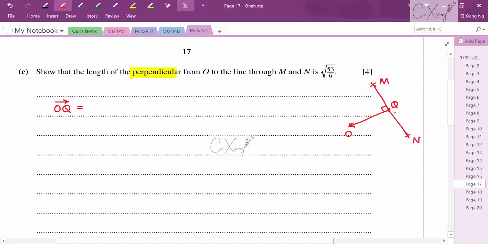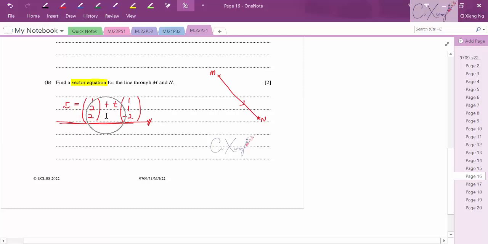Since Q lies on the line MN, the position vector for Q will be given by the vector equation for the line MN. For the line MN just now, I used the variable t. To differentiate, since this is a specific point on the line, I'm using lambda. So according to the answer here, this is the vector equation for the line MN. To get the position vector for Q, we change the t to lambda, where this lambda is specifically for the point Q on the line. If I rewrite again, I'm having (1 + lambda, 2 + lambda, 2 - 2 lambda). And this is our OQ in part C.